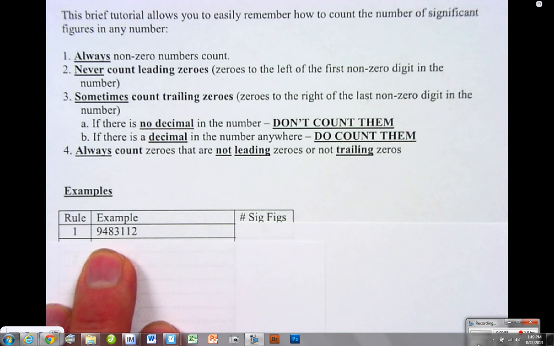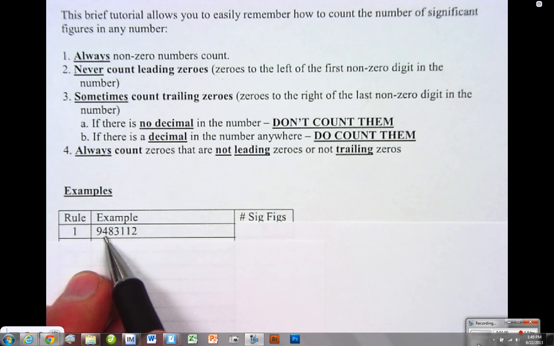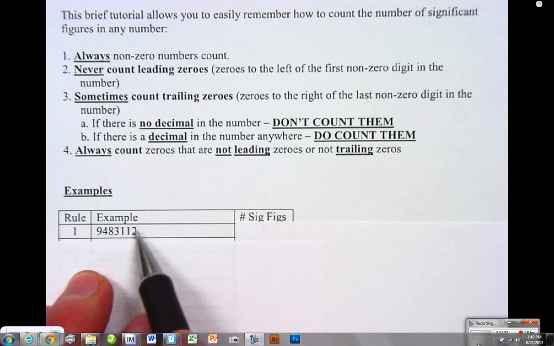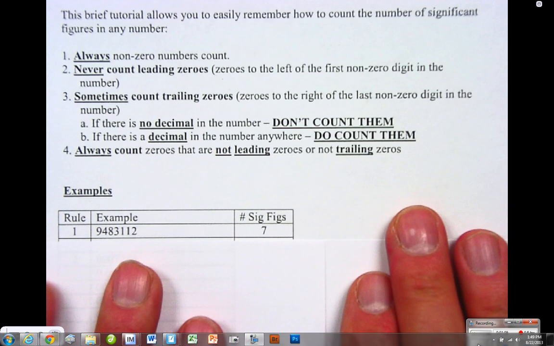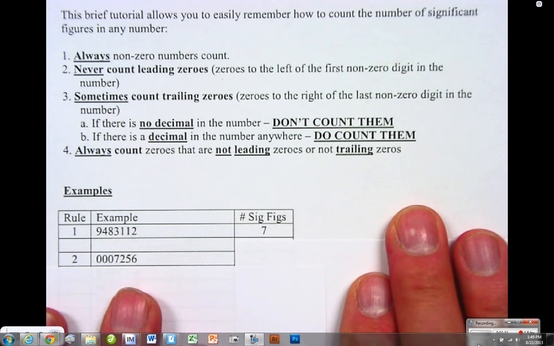Yeah. So we just count them. 1, 2, 3, 4, 5, 6, 7. And why do they all count? They're all non-zero. Excellent. Okay, so that one's 7. Now, let's go down here to this guy.